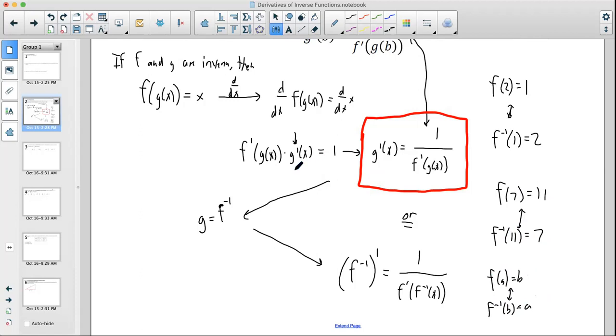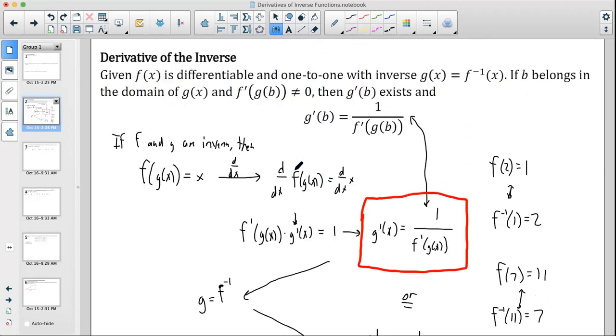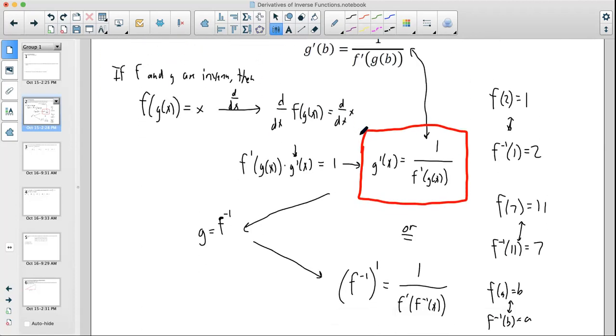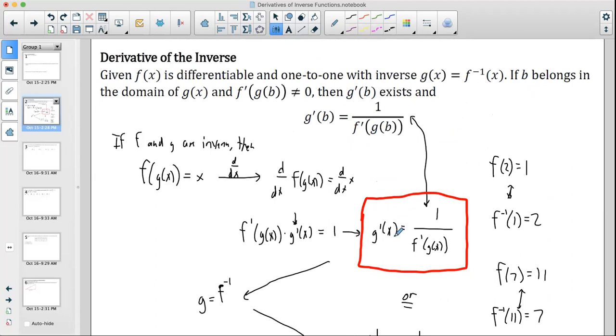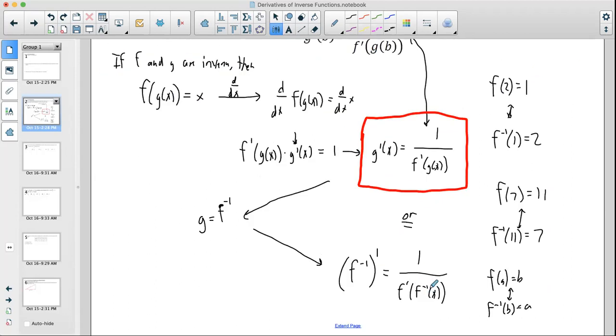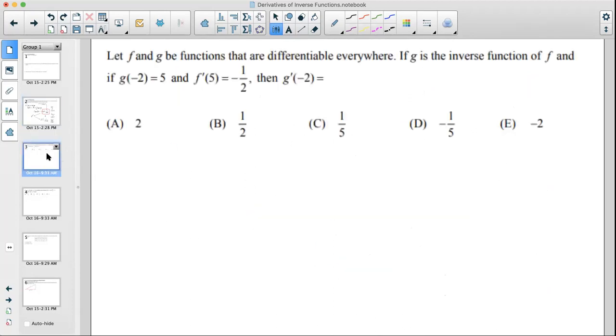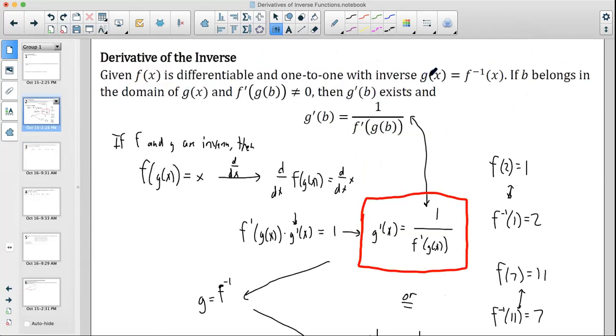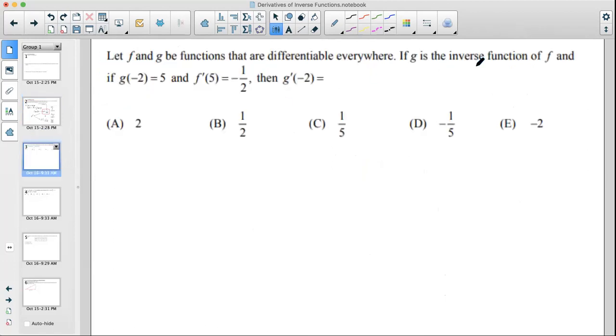So this is our definition for the derivative of the inverse. Like I said, it's like a formula. And the tricky part is usually figuring out what this inside, what f inverse of x is, because they don't always give you that. So here's an example. Here's f and g, and their functions are differentiable everywhere. G is the inverse of f, which is exactly the situation we had here. So we can use this formula exactly the way it is.